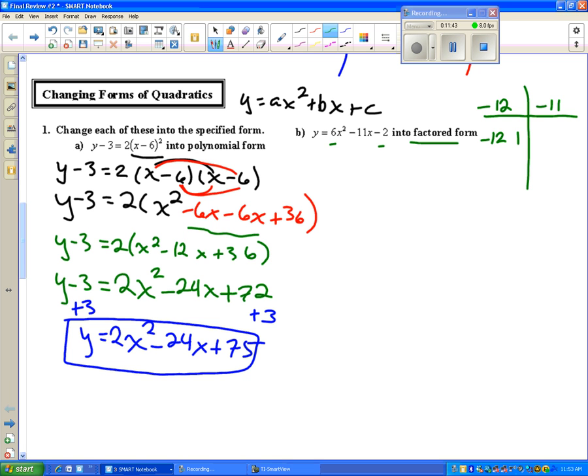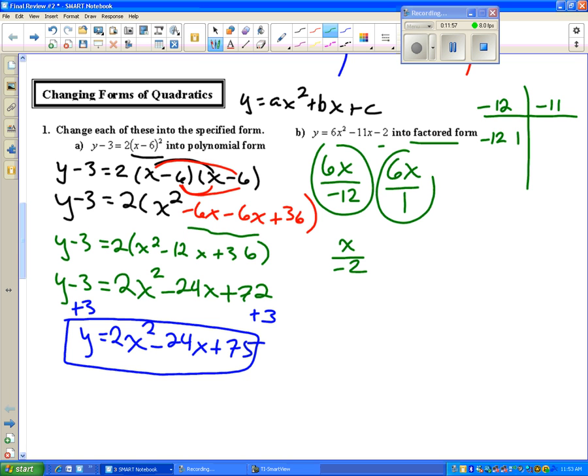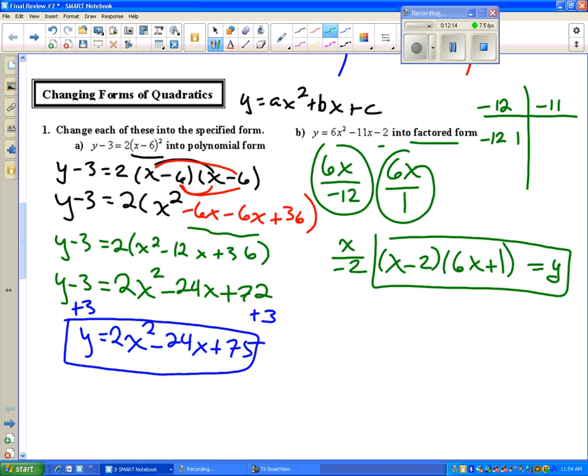But this is California method, so I have to write 6x over negative 12. I have to write 6x over 1. This reduces by 6 to be x over negative 2. This does not reduce, so I have x minus 2 times 6x plus 1. And I do know that this is equal to y still. And that's factored form. You can put the y equals in front if that's helpful. Let's try letter C.